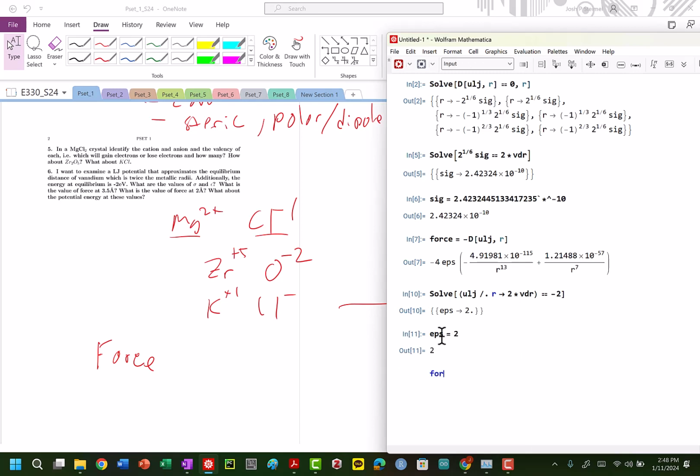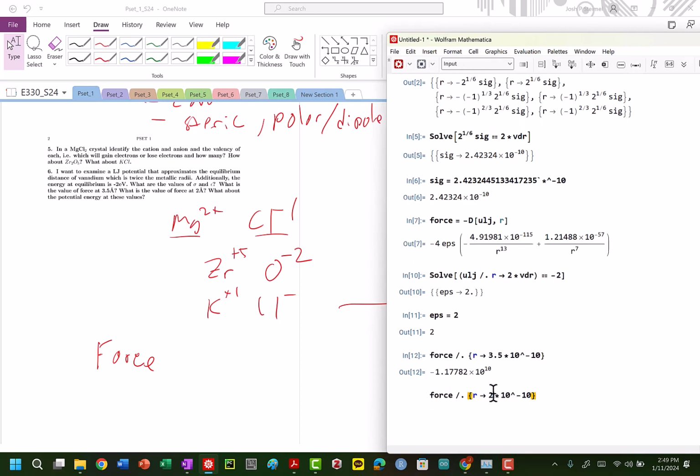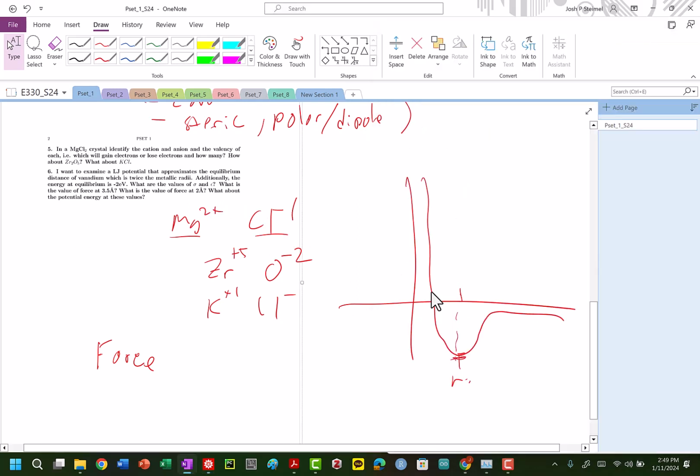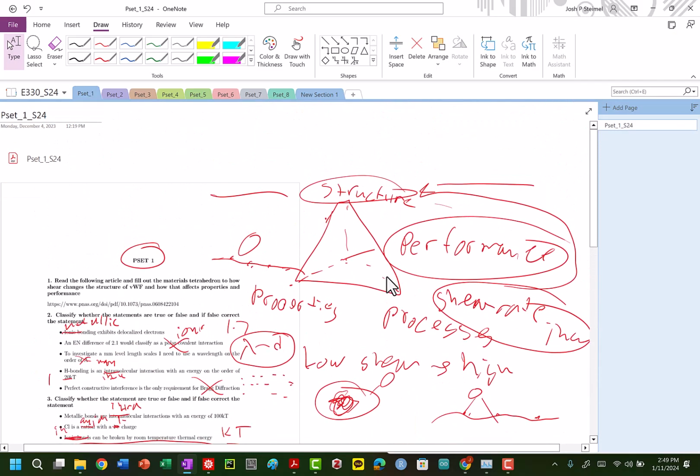What is the value of the force? So force at r equal to 3.5 times 10 to the minus 10. We've got that value here. What is the value of force at 2 angstroms? We can put that right here. You can see the change in the sign. What about the potential energy? Instead of force, I would just say U_LJ, and put U_LJ right here. You can see the different values. Cool. And you can put that in the context of the potential energies there. Fantastic. So that is it. That's Pset 1 solutions. We'll see you in the next video. Thanks. Bye.